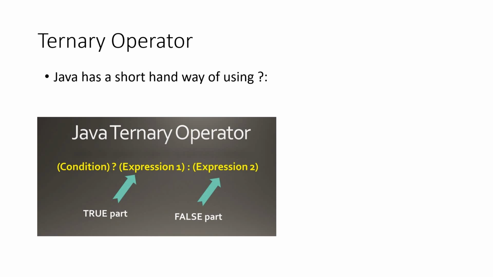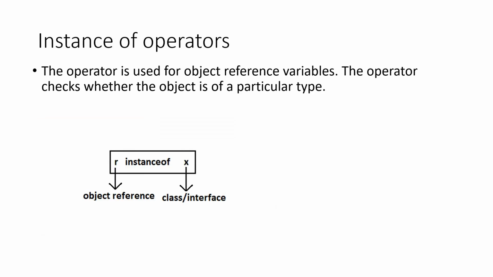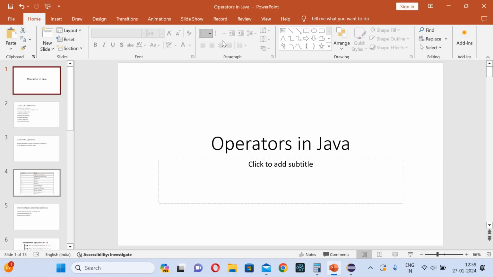The ternary operation is like this: if the condition is true, expression 1 is going to be evaluated, or else if the condition is false, expression 2 will be evaluated. So what is the instanceof operator? It is used when you want to check whether a particular variable belongs to a particular class. So let us try to illustrate this by using Eclipse here.